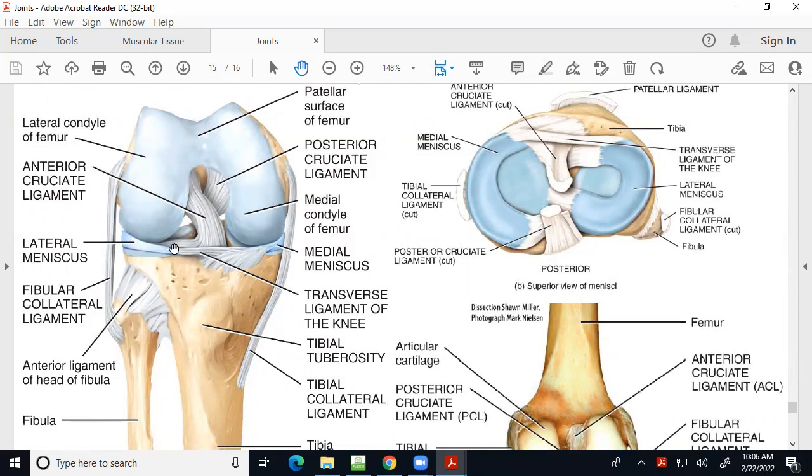Okay, so once again, if you did not highlight the following, these are the things you need to know: the ACL, lateral meniscus, LCL, and then on the medial side here, we have the PCL that you need to highlight, medial meniscus, and then the MCL at the bottom. All those other structures, I'm not worried about you knowing.